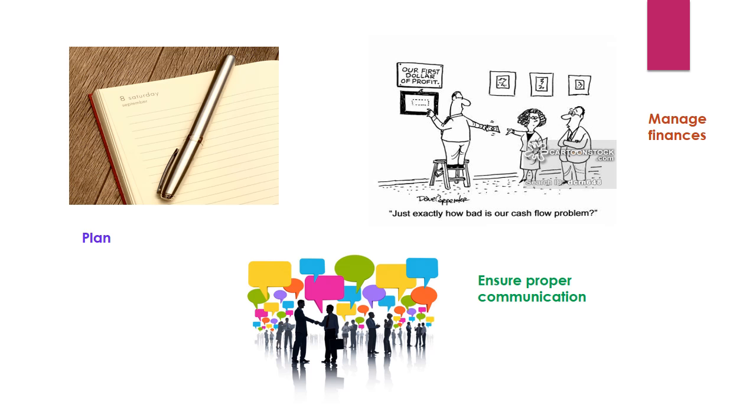And also proper communication, where you need to communicate with all the different stakeholders involved, stakeholders being your customers, employees, the government, suppliers, banks. Everyone needs to be communicated with. So these are the essential recipes of a business being successful.